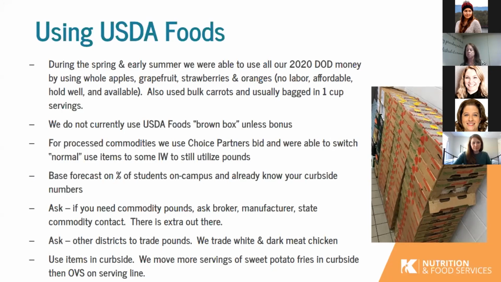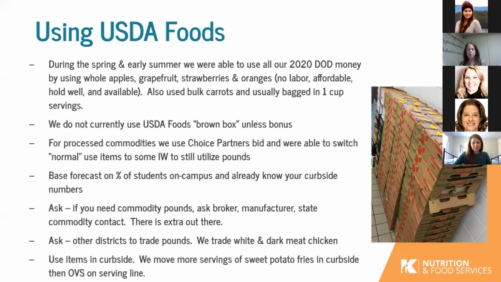Again, ask other school districts. We in the past have traded pounds. I needed this manufacturer cheese and they needed some chicken, so we would trade. Sometimes we just trade white and dark meat chicken with one of the manufacturers. So a lot of it is asking, doing the homework, communicating, and building the relationships, to let the broker know we're almost out of chicken. Is there any out there? We're almost out of apples. If you hear of any, we're interested.